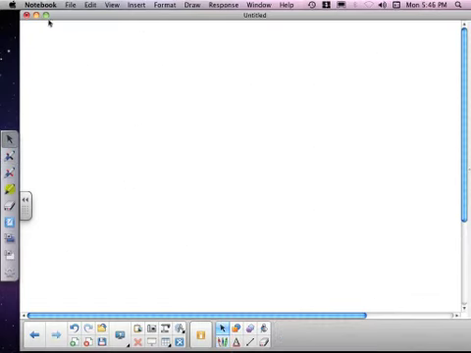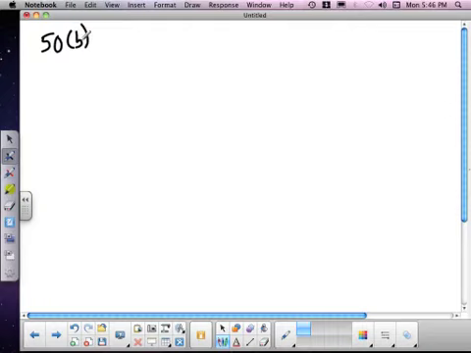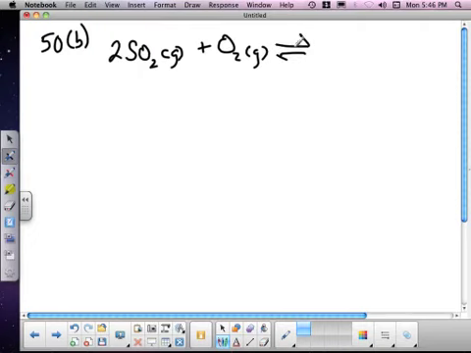This one's a little tricky. All right, 50B says, and then gave you an equilibrium: 2 SO2 gas plus O2 gas gives us 2 SO3 gas. Okay?